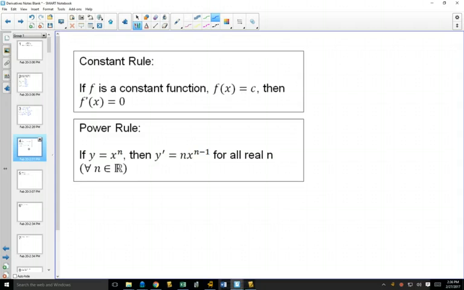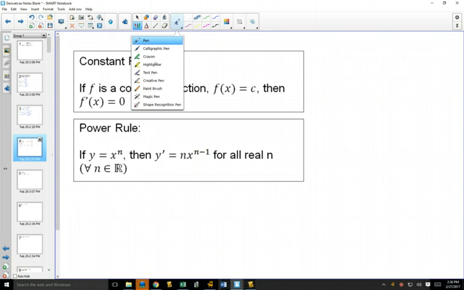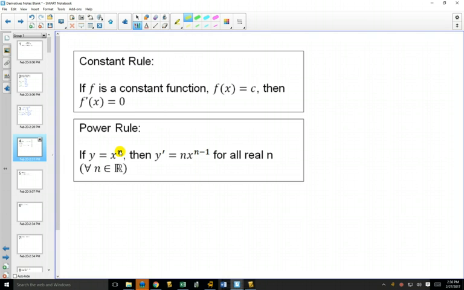Then the power rule is exactly what you saw before. Whatever your exponent is. So here I have an exponent of n. That comes out in front.